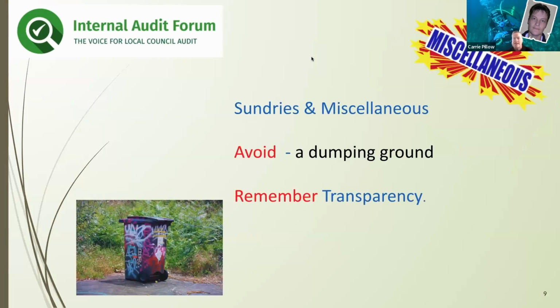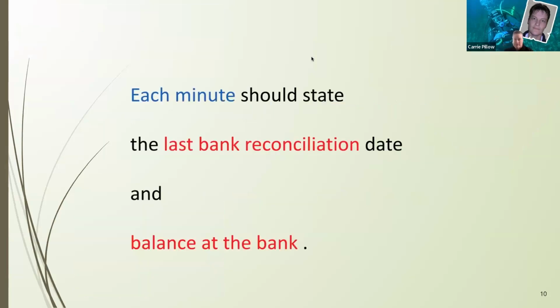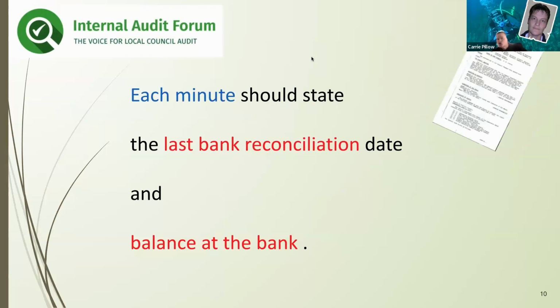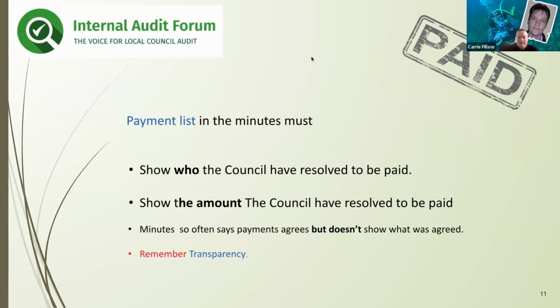Do not use sundries. Do not use miscellaneous. They are a dumping ground. Remember, above all, remember transparency. People should know where their money is being used. Each minute should state the last bank reconciliation date and the balance at the bank. You can do this every minute. It doesn't need me saying at the internal audit, well, you didn't do this. It should be happening every time.